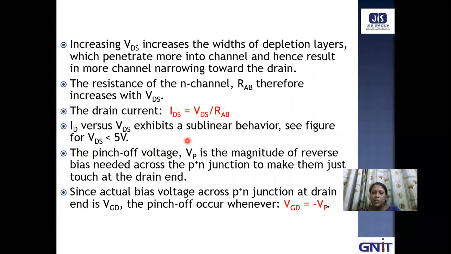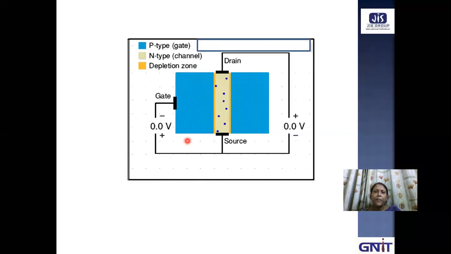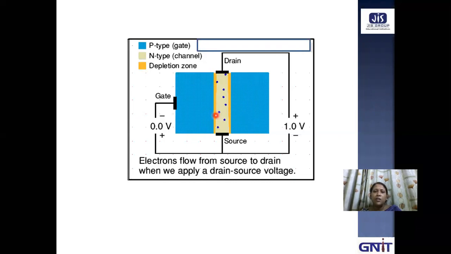Again, I am repeating this slide. See, initially the channel region was wider. As this voltage is increasing, that is negative voltage is increasing, this depletion region width is increasing. That's why channel region width is decreasing.